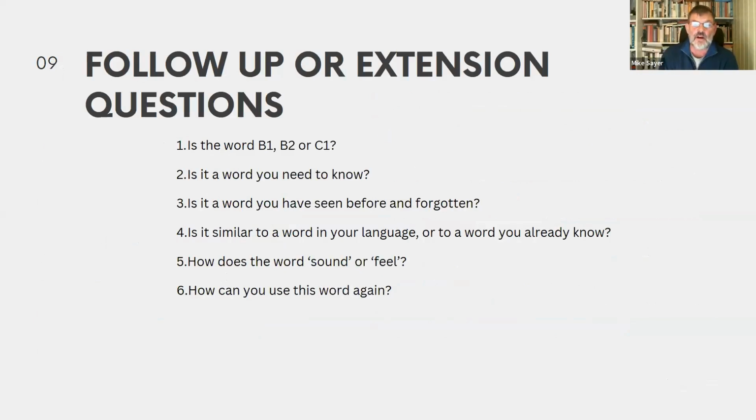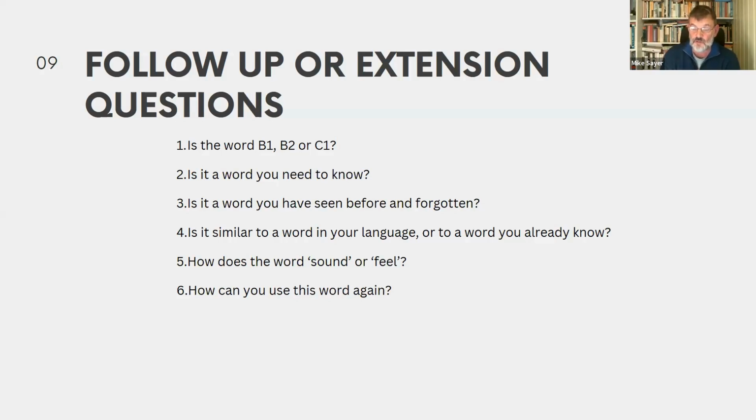Finally, I've got follow-up or extension questions. If your students really like this idea of guessing words in context, grappling with words, trying to develop the skill of being able to, if you like, make judgments, find out about words, rather than have them just explained or defined, which is what often happens, then you can give them other tasks.